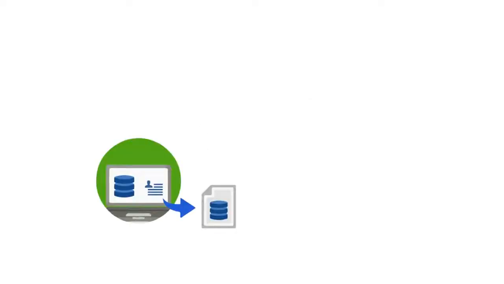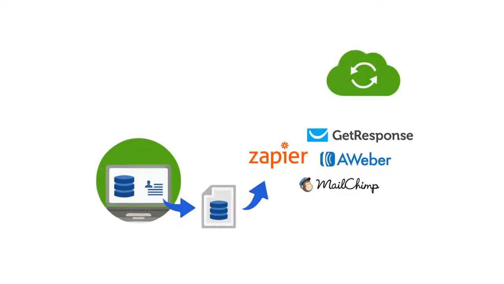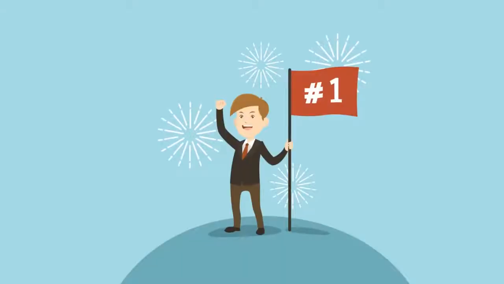Inside your Boost dashboard, you can then export your subscriber data manually or set up a connection with Zapier or your favorite email marketing provider, such as Aweber, MailChimp, and GetResponse to automatically sync your subscriber data to your email list. If you're on this page, you are one of the very first marketers to know about this big untapped opportunity to easily get more subscribers and leads.